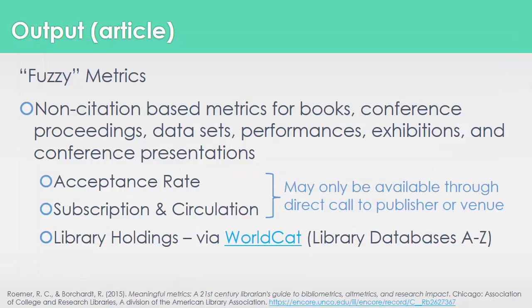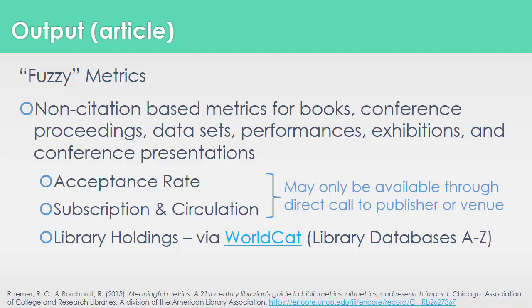Finally, there are even more newly emerging metrics to measure our outputs. The authors Romer and Borchardt describe some of these metrics as fuzzy metrics and endeavor to use these metrics to describe more outputs than just articles. For instance, you can look at the acceptance rate of a publisher or venue to which you have been accepted. Similarly, you can find out how many subscribers or members they have.